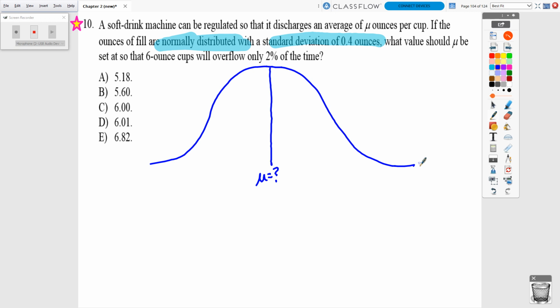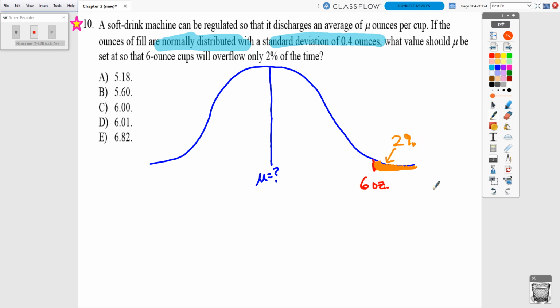So overflowing, we got to think about where this 6-ounce cup would go, and overflowing versus underflowing. Well, overflowing would mean if I had a 6-ounce cup, that 6-ounce cup would go right here, 6 ounces. And so if it overflowed, that would mean that 6-ounce cup was filled with more than 6 ounces.